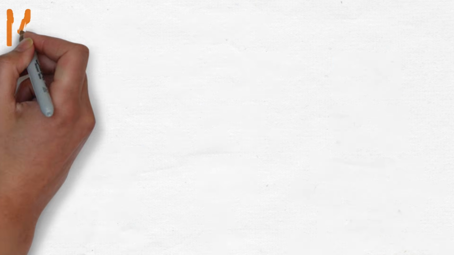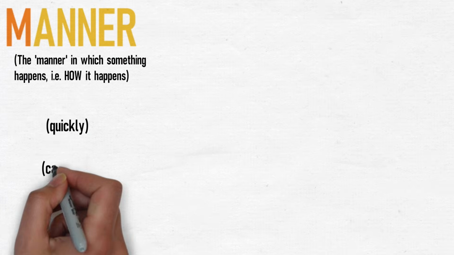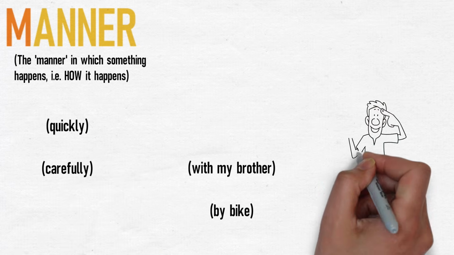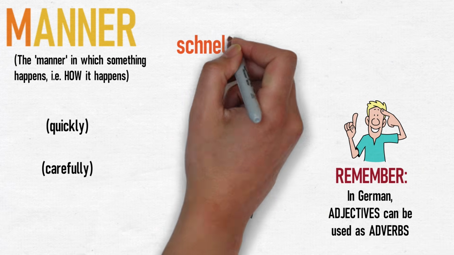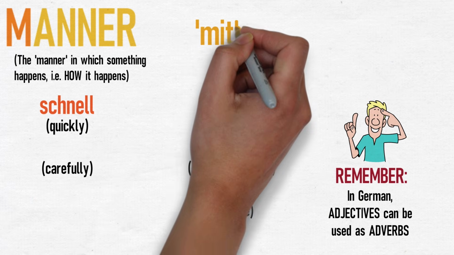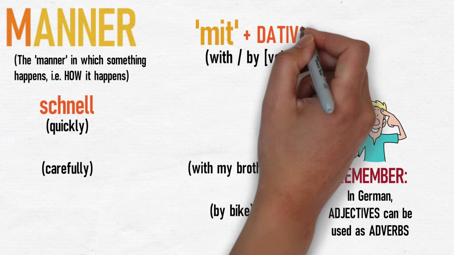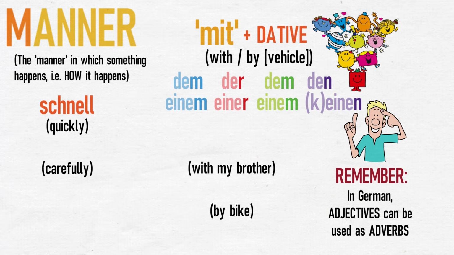The M of the TMPO rule refers to the manner in which something happens, i.e. how it happens. For example, quickly, carefully, with my brother, by bike, etc. It's useful to know in German that adjectives can be used as adverbs, and so schnell, which means quick, can also mean quickly. It's also worth reminding ourselves that the preposition mit, meaning with or by, if used with a vehicle, is always used with the dative case. If you want to recap how to use the dative case, you can watch that video by clicking the banner now.